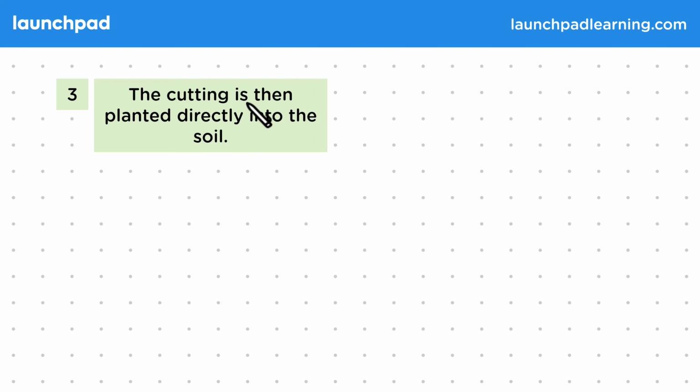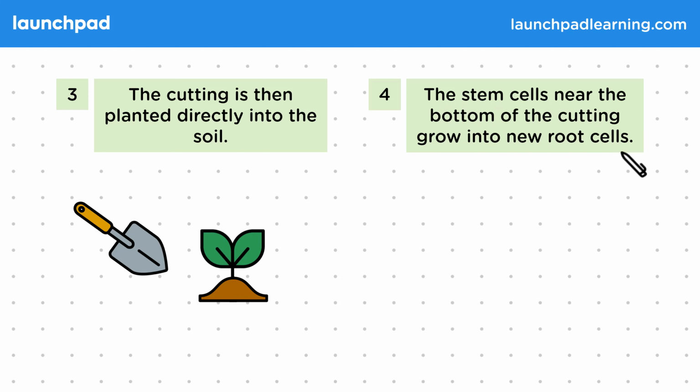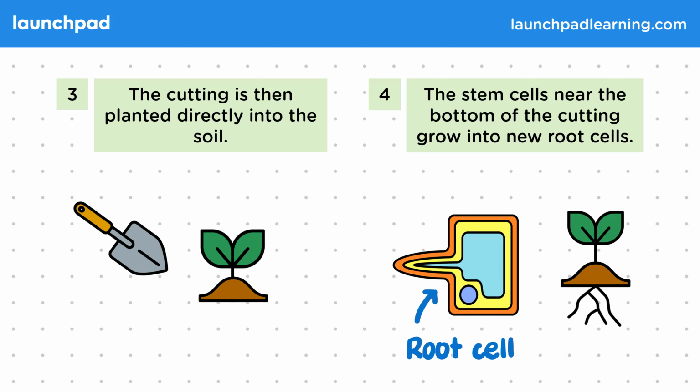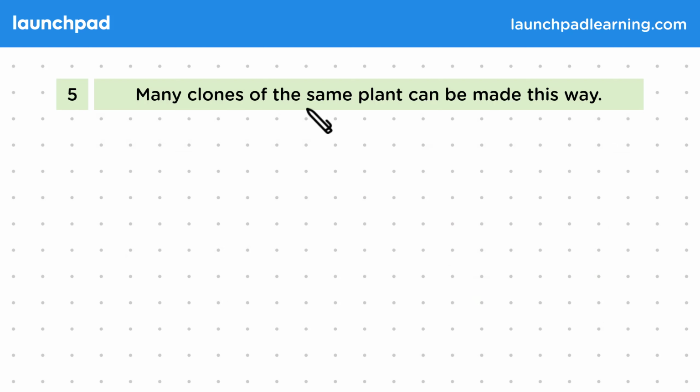Next, the cutting is then planted directly into the soil. The end of the stem that was dipped into the hormone powder is what goes into the soil. The stem cells near the bottom of the cutting grow into new root cells. So the stem cells start out looking something like this, and eventually grow into something like this. This is a root cell. Many clones of the same plant can be made in this way.